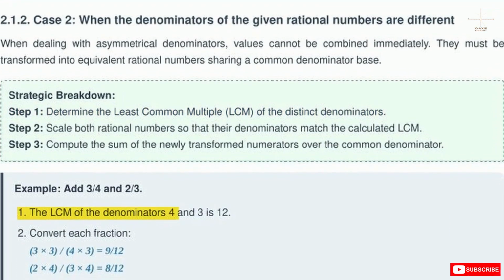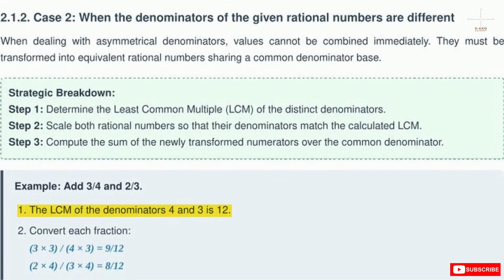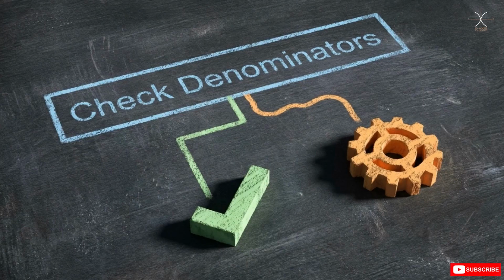To add 3/4 and 2/3, scale both to the LCM of 12, giving 9/12 and 8/12, then sum the numerators to reach 17/12. Addition relies completely on denominator parity. This factor dictates whether you calculate your sum immediately or if you must scale the numbers first.